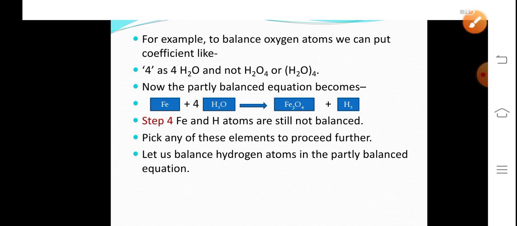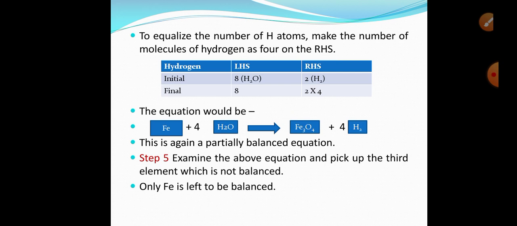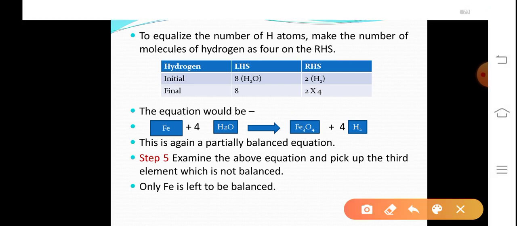So let us start. Step 4. Iron and hydrogen are still not balanced. Pick any of these elements to proceed further. Since the number of hydrogen is more as compared to iron, we will pick hydrogen for balancing first. Let us balance hydrogen atoms in the partially balanced equation. So first we will list the atoms of hydrogen on both the sides.